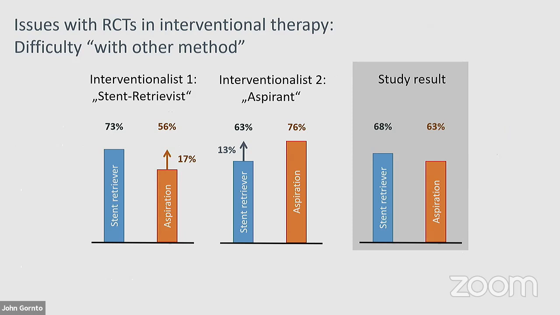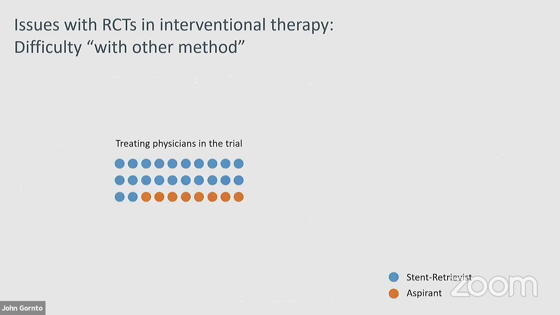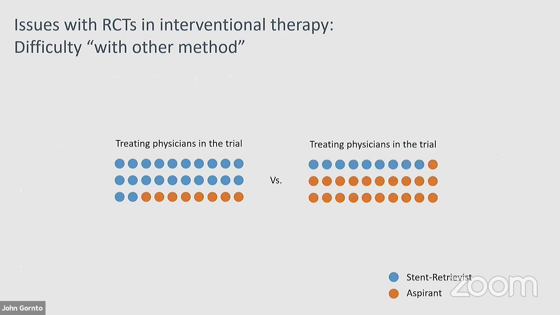So what do you do with this? And it's getting even more complicated. If you do a study where the major part of the centers are stent retrievists, like in France here, you have a very predictable outcome. But if you have a different selection of centers, it will be different. And let's say one is in 2012, one is in 2017, you will have a different outcome.